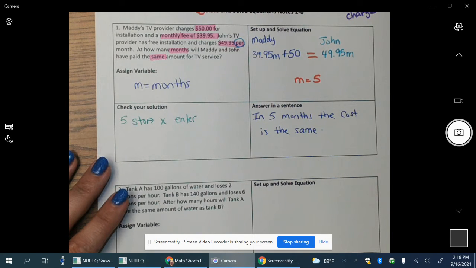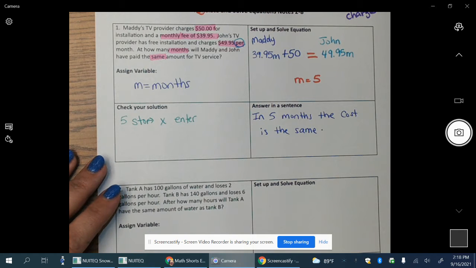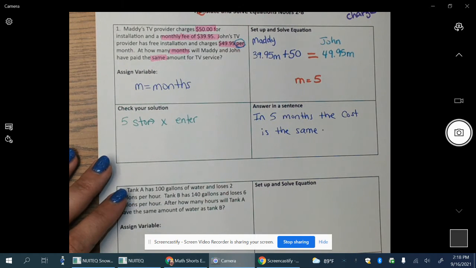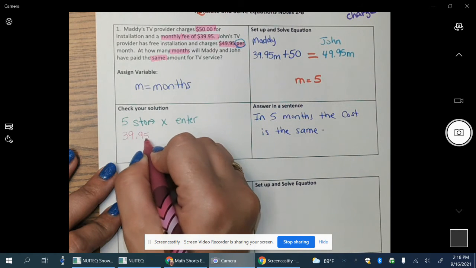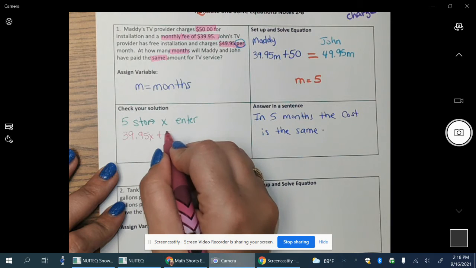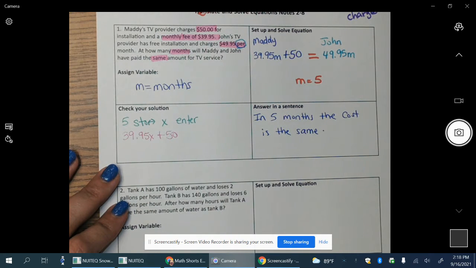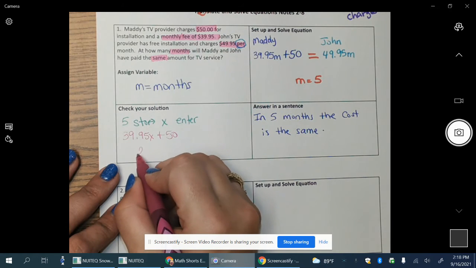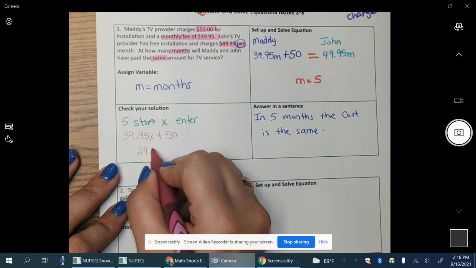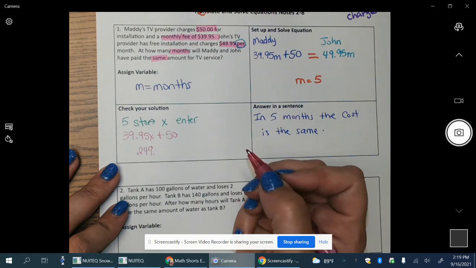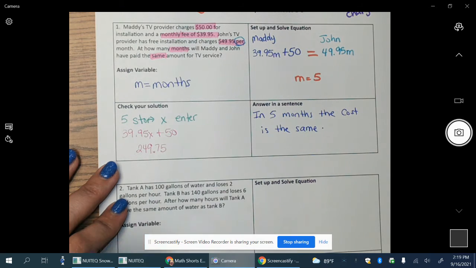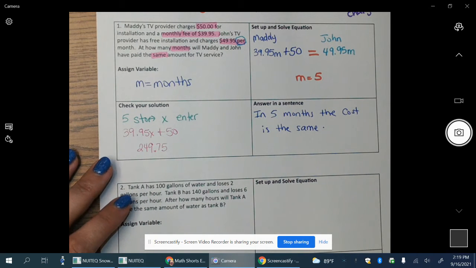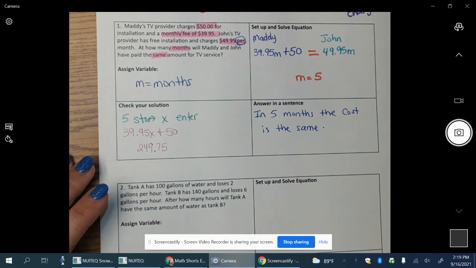What are you going to type in? 5 store X enter. Okay, so what do you type in next? And then you do the equation. 39.95x plus 50. And what does that side equal? It equals $249.75. Now I'm not done because I have to do the other side to see what that side equals.